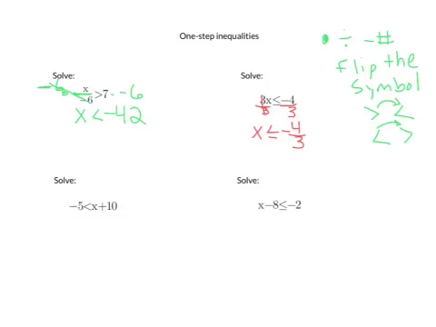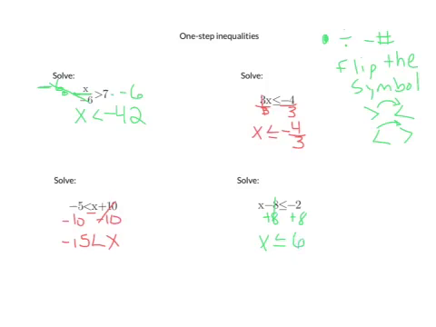So let's look at solving our third problem. So here we have x plus 10, so we subtract 10 from both sides. So -5 minus 10 is -15, less than 10 minus 10 is 0, so we just have x. And our final example is we have x minus 8 less than or equal to -2. So we're going to add 8, and x is less than or equal to -2 plus 8, which is 6.